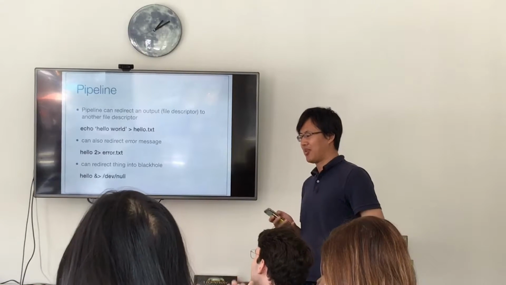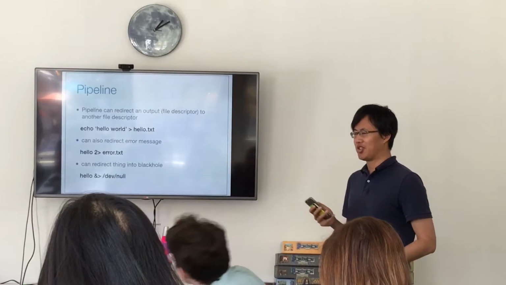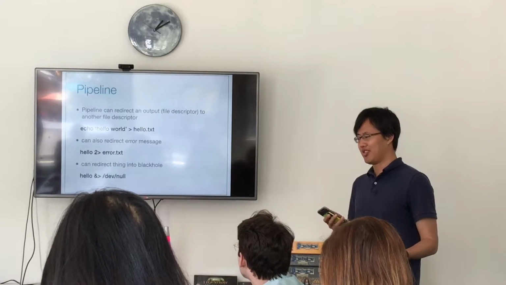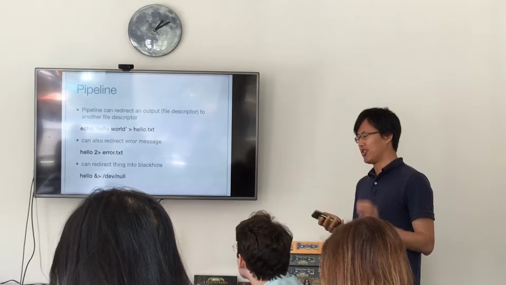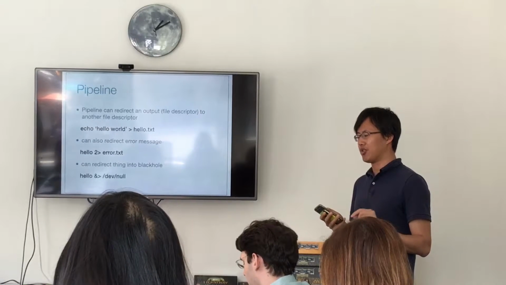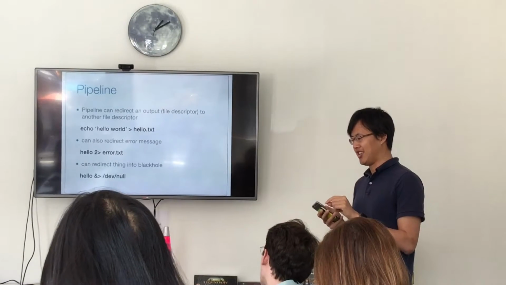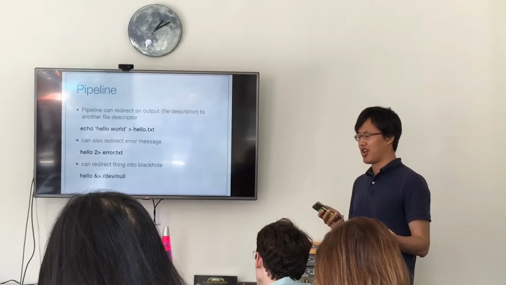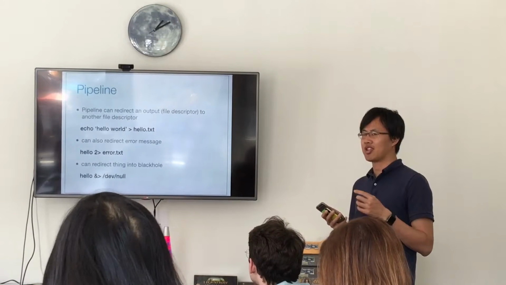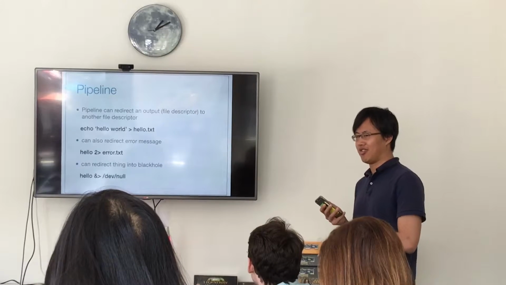So we'll talk about the pipeline. A pipeline can redirect an output, which in Unix is always a file descriptor, to another file descriptor. For example, you can echo hello world with an arrow to hello.txt. This means we redirect the standard output to another file descriptor, this hello.txt. You can also redirect the error message, which pops out if you type something that doesn't exist, command not found. Now you can pipe this error into an error.txt file.